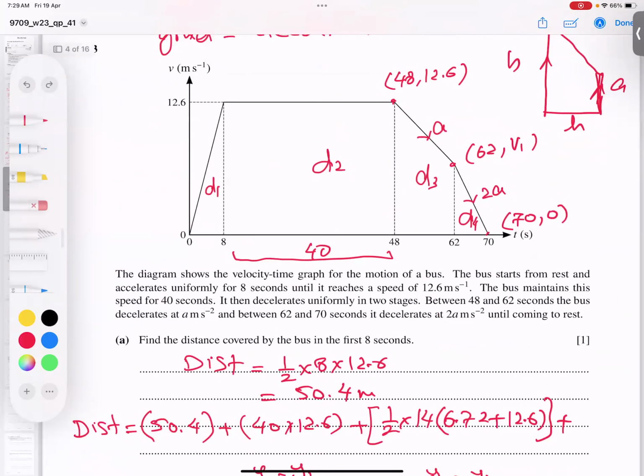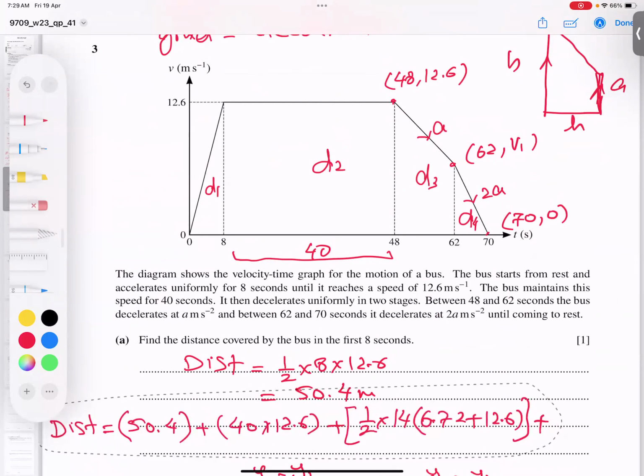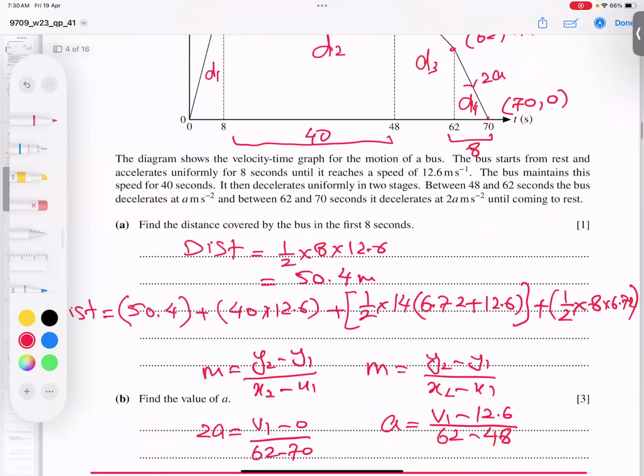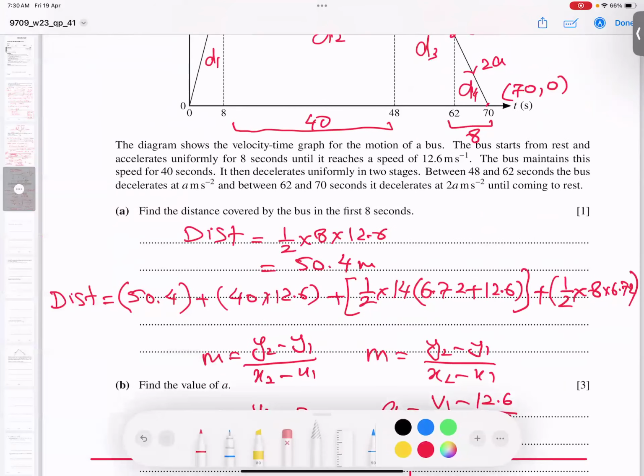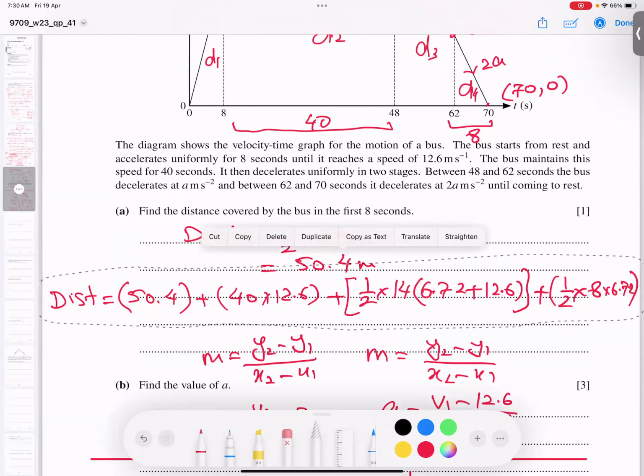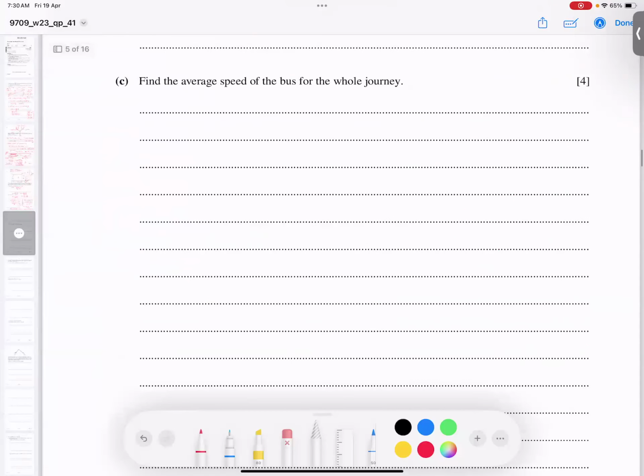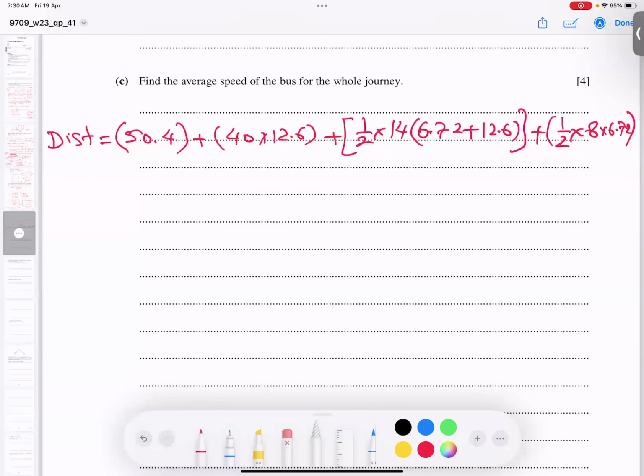So triangle, hold on, it's creating some issue of space. Okay. Half into base into height. Half into base, what is the base? 70 minus 62. This is the gap, how much? 8. And the height is this, 6.72. What I will do, students, this whole line, I will take from here, cut from here, and paste on this one. Okay, so this is very clear distance.